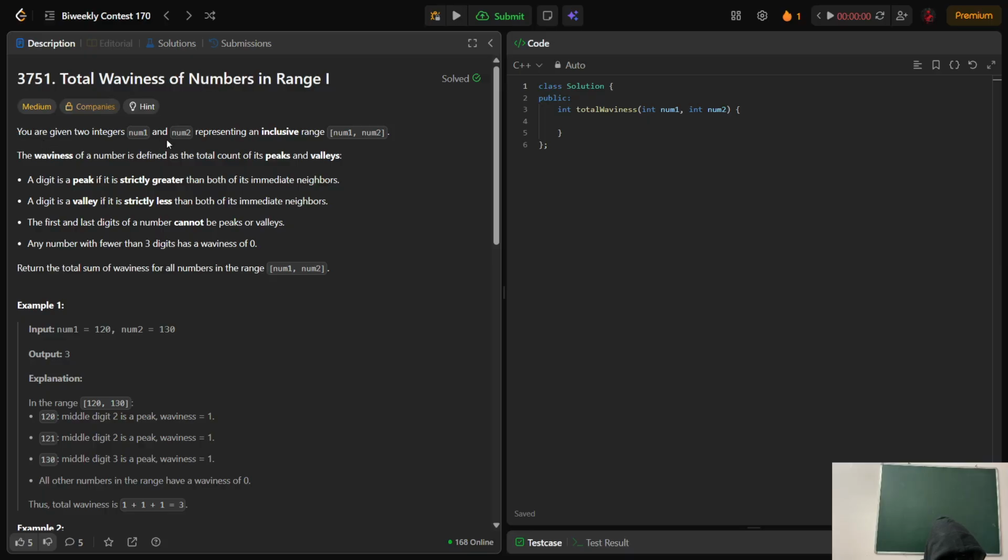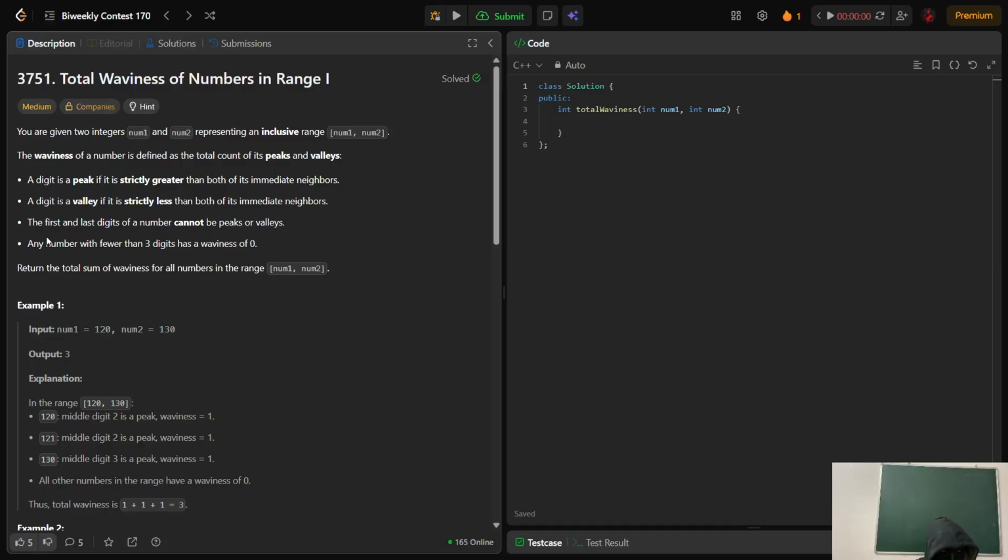You are given two integers num1 and num2 representing an inclusive range [num1, num2]. So it is the range from num1 to num2, both included. The waviness of a number is defined as the total count of its peaks and valleys. A digit is a peak if it's strictly greater than both of its immediate neighbors. A digit is a valley if it is strictly less than both of its immediate neighbors.